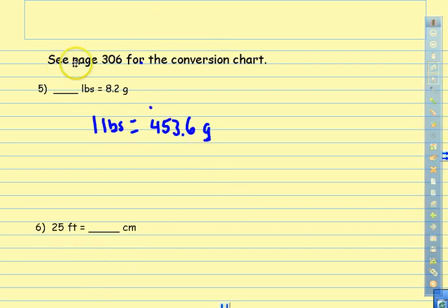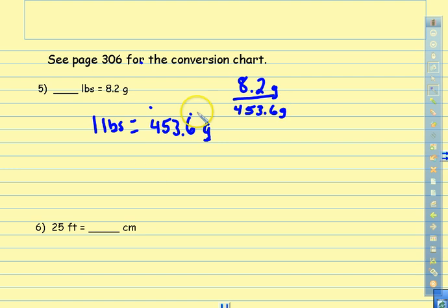So again, page 306 for the conversion chart. That's where you're going to need to go in order to find this measurement, which is 1 pound equals 453.6 grams. Since we're trying to find out how many pounds that would be, you can see that this is a very small amount compared to what it is for 1 pound. So it's really saying that in this ratio, 8.2 grams out of 453.6 grams, that's going to give me what it would equal for 1 pound.